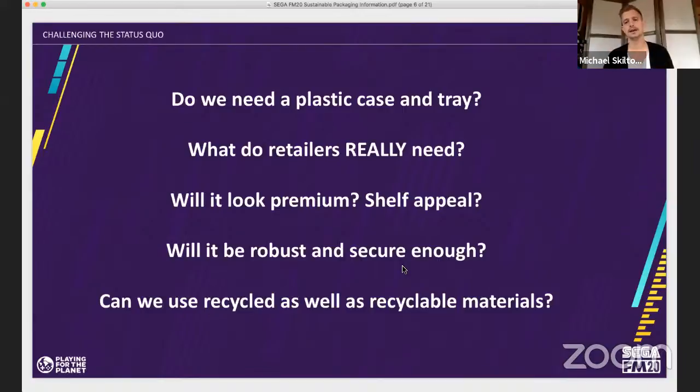We'll be able to fit enough in there for the lorry to be affordable to move them around the world or country. And can we use recycled as well as recyclable materials? Can we use both of these things? Well, let's have a look.